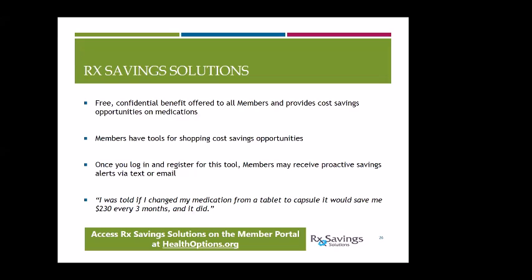You as members will have tools to shop for different cost savings opportunities. And once you log in and register for this, you'll receive proactive savings from RX Savings Solutions via text or email. One of our members indicated that she was told if she changed her medication from a tablet to a capsule, it would save $230 every 3 months, and it did. So as a reminder, to access the RX Savings Solutions tool, you simply need to go to your member portal at healthoptions.org to register.